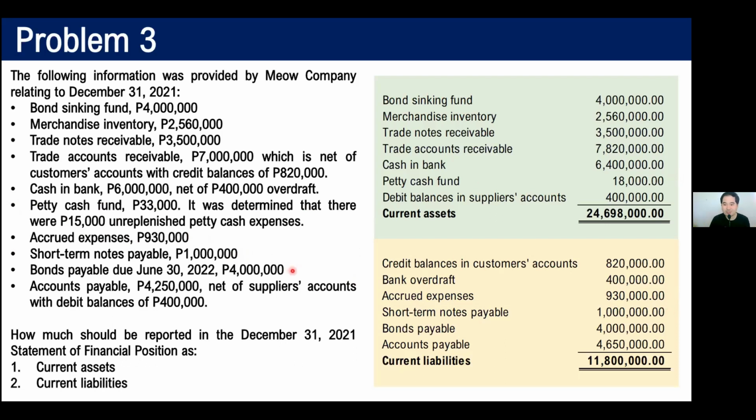Bonds payable, so unang basa, bonds payable, non-current. Pero tingnan mo yung due date. June 30 na lang, so dapat siya po current na. So dapat bonds payable, current, 4 million.